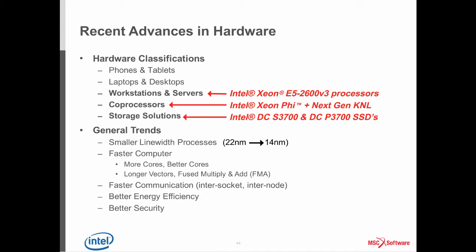So the general trends, of course, are to smaller line width processes. We're working on 14 nanometer processes to release our next line of consumer and then server processors. And generally, rather than increasing clock, we're adding more cores and better cores, and each of those cores has longer vectors, longer vector instructions.